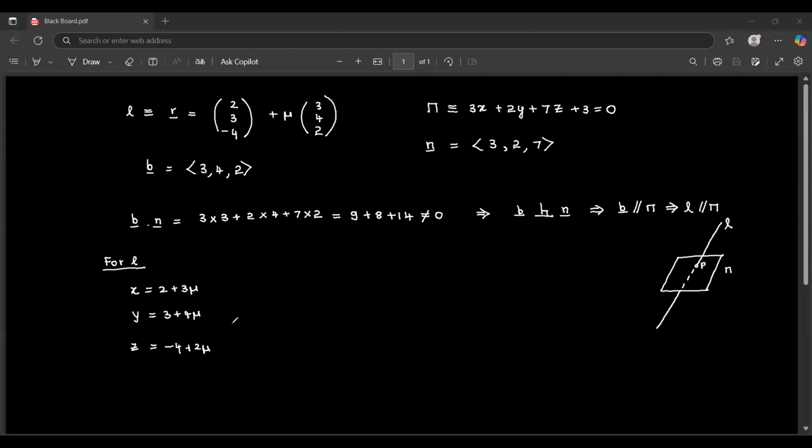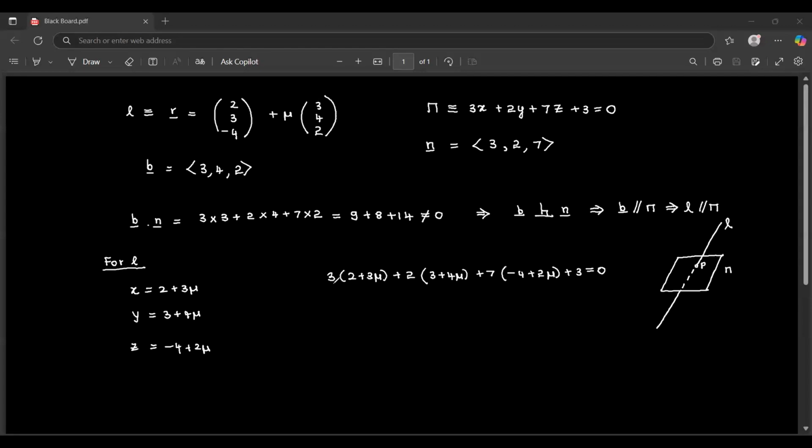Therefore, we can substitute the parametric values for x, y, and z in phi to come up with the point. If we substitute the parametric values, we will find the value for mu. Then we can find the x, y, z coordinates of point P. So let's substitute that. That will be 3 into 2 plus 3 mu plus 2 into 3 plus 4 mu plus 7 into minus 4 plus 2 mu plus 3. This is equal to 0. That's the equation of the plane.